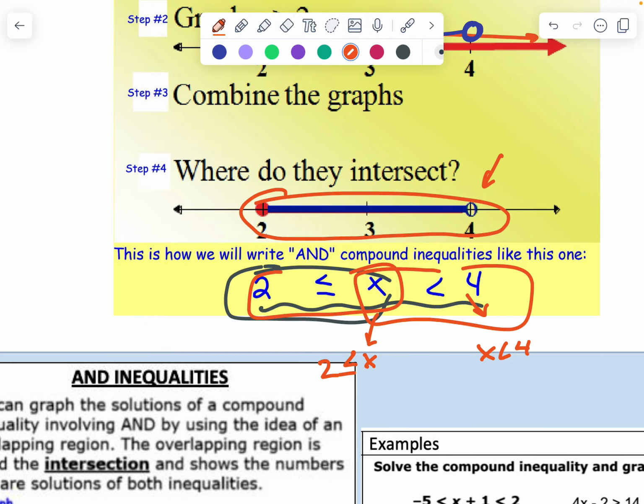One quick note that I like to remind my higher algebra students: we always go smallest to biggest, right? We want to organize from left to right, just like our number line is organized. So 2 would go on the left, and 4 would have to go on the right for these and properties.